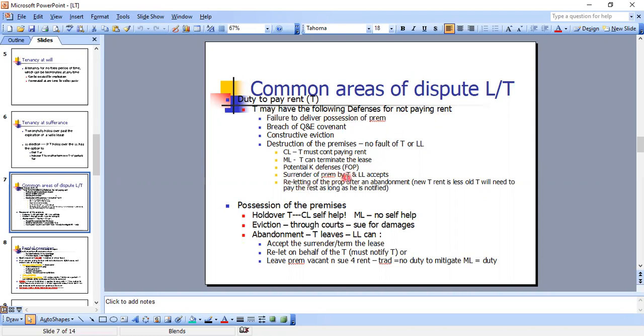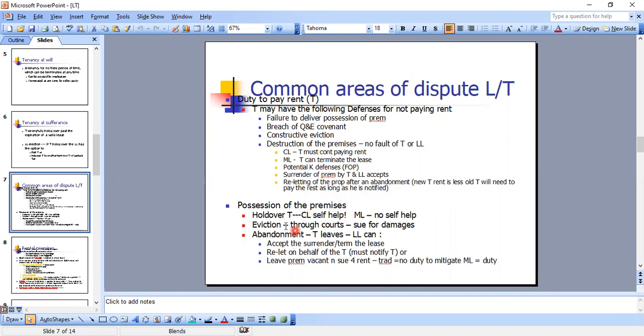Surrender of premises by tenant, and the landlord accepts the surrender, so they can stop paying rent for that. Reletting of the property after an abandonment: let's just say the new tenant's rent is less than the old tenant's. The old tenant will need to pay the rest as long as he is notified. So the landlord needs to notify that tenant.